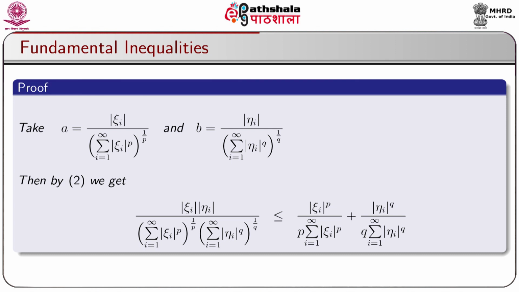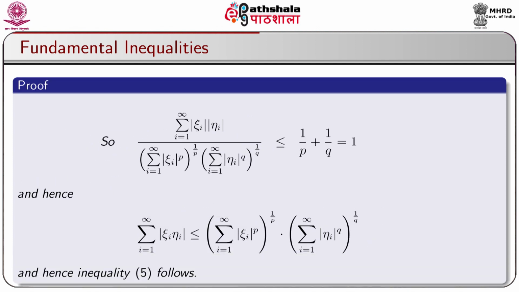Then by (2) we get: |ξ_i||η_i| / ((Σ_{i=1}^∞ |ξ_i|^p)^{1/p} (Σ_{i=1}^∞ |η_i|^q)^{1/q}) is less than or equal to |ξ_i|^p / (p Σ_{i=1}^∞ |ξ_i|^p) + |η_i|^q / (q Σ_{i=1}^∞ |η_i|^q).